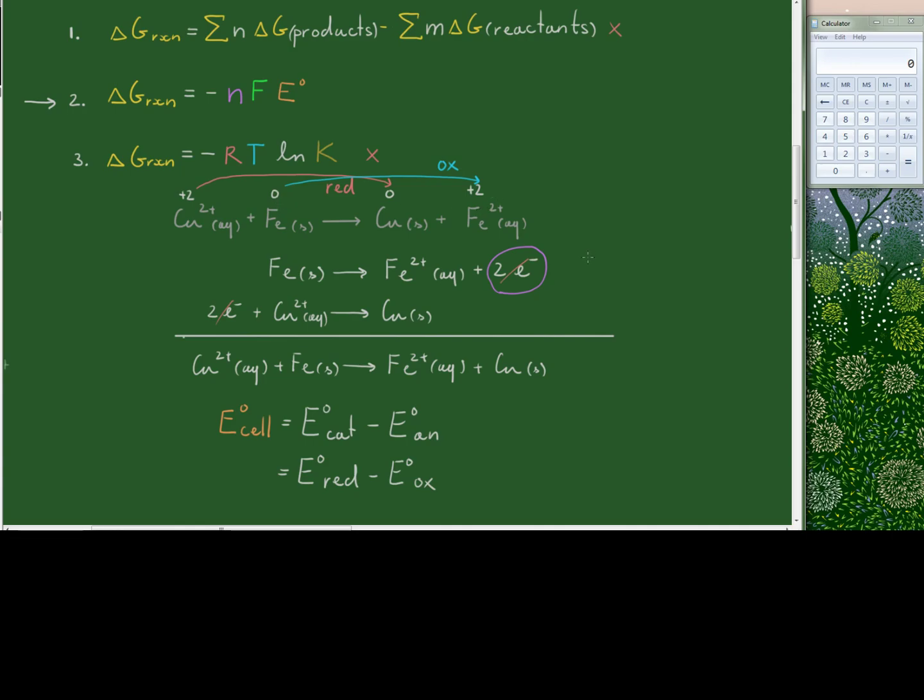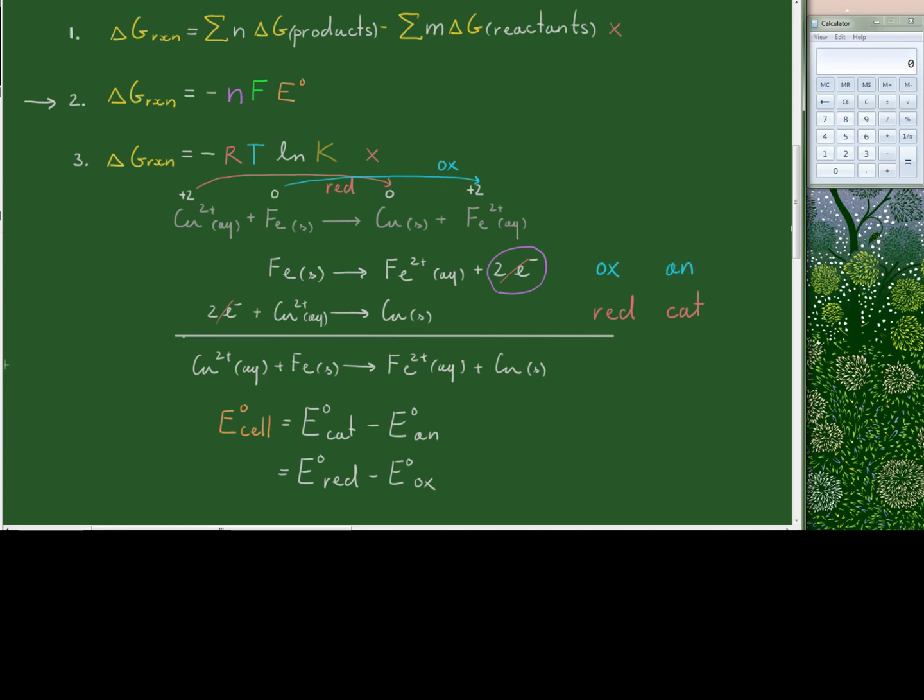So I will write that here as well. My iron, that is my oxidation half reaction, and my copper, that is my reduction half reaction. And using the mnemonic red cat and an ox, although that's not exactly a mnemonic, just a way of remembering things, I can say that this is my cathode and this is my anode.